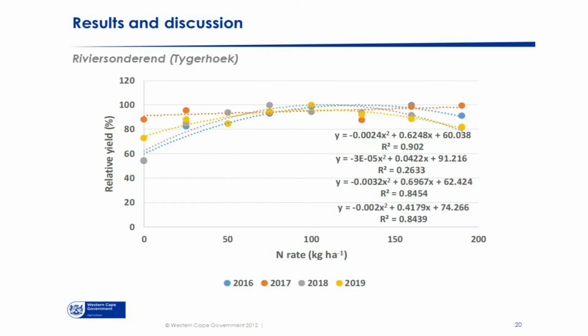So what we then do is we calculate the relative yield. We take the maximum yield of a year and we express the rest of the yields achieved with the different application rates relative to that, and then you've got something more usable in a practical situation. Mostly the industry wants to produce more or less at 90% of potential. So in this case at Tygerhoek, it should be just over 50 to 60 kilograms of nitrogen.